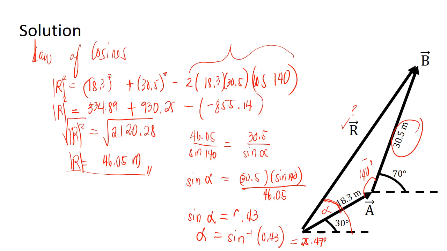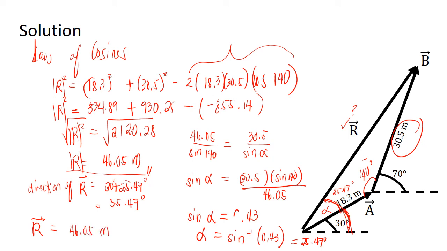So 25.47 is not the direction of r, it is only the angle between vector r and vector A. So here, instead, the direction of r is 25.47 degrees plus the 30 degrees to make it based on the reference horizontal line. So we need to add. Therefore, the direction of vector r is equal to 30 plus alpha, which is 25.47 degrees, which is equal to 55.47 degrees.